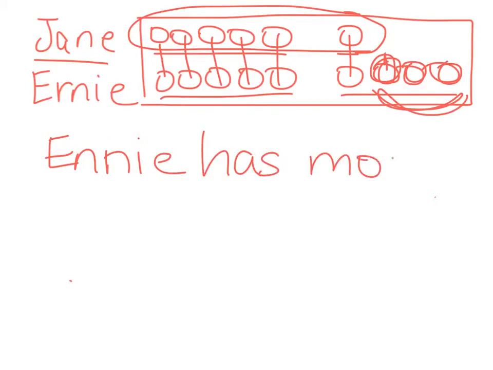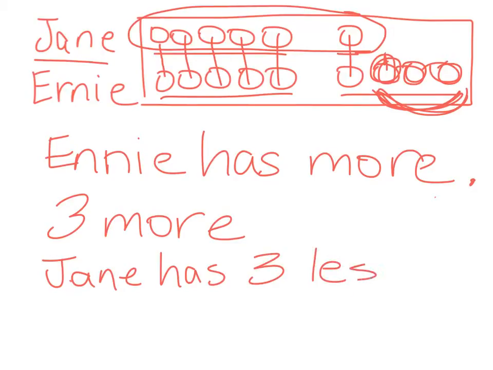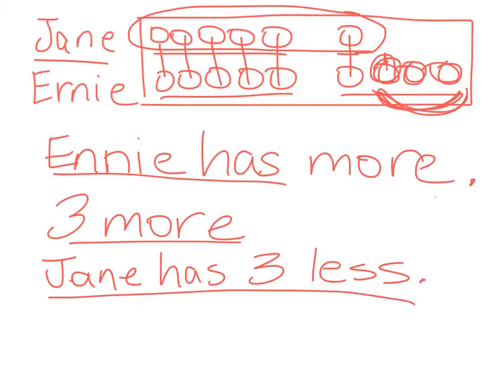And the question also asked us, if we look back at the question, it tells us how many more. And if you look, you can see Ernie has 3 more apples at the end here than Jane does. So we can say 3 more, or we can say it the opposite way, and we can say Jane has 3 less than Ernie. So we can say Ernie has 3 more, or Jane has 3 less.